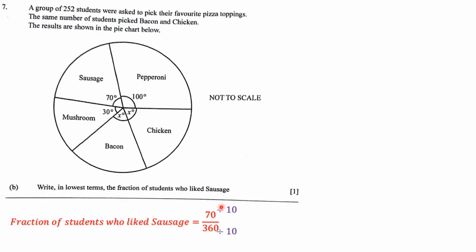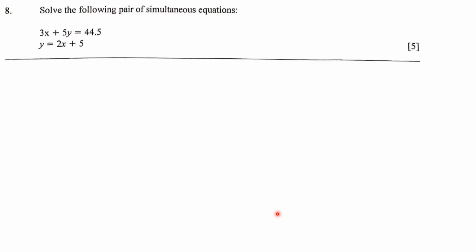So 70 divided by 10 is 7. And 360 divided by 10 is going to be 36. And so since 7 is a prime number, we can't find any number which can divide into both of these evenly. And so it's just 7 over 36. So let's move on to the next question.